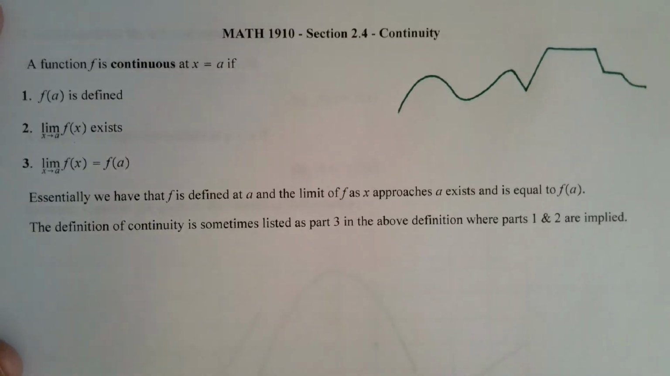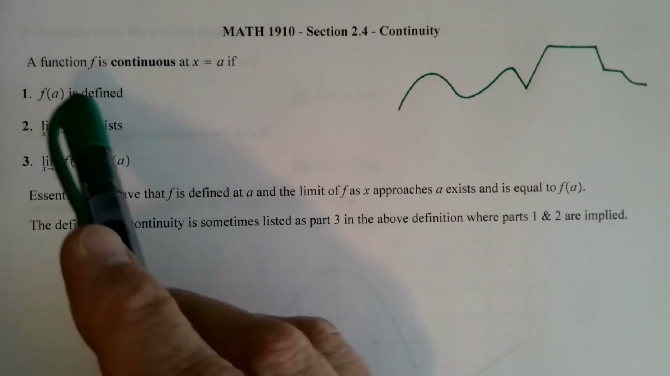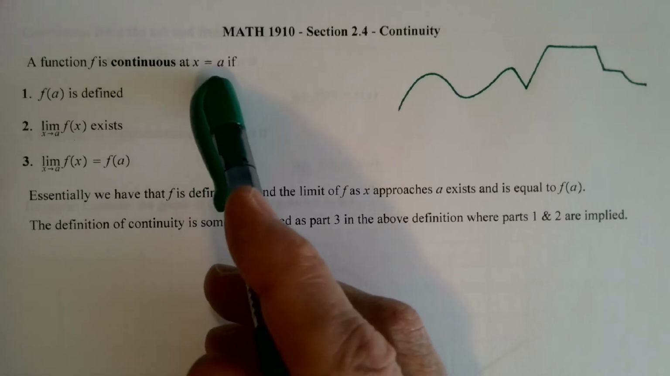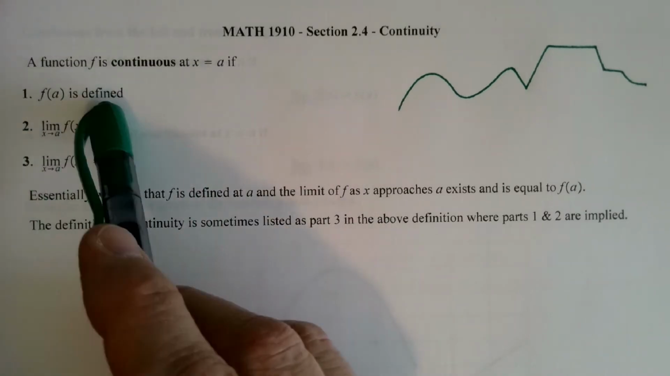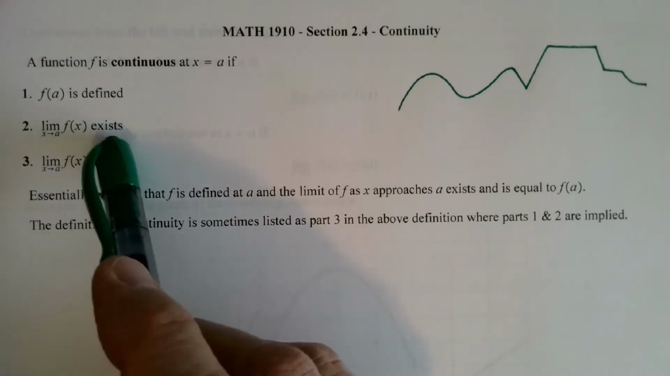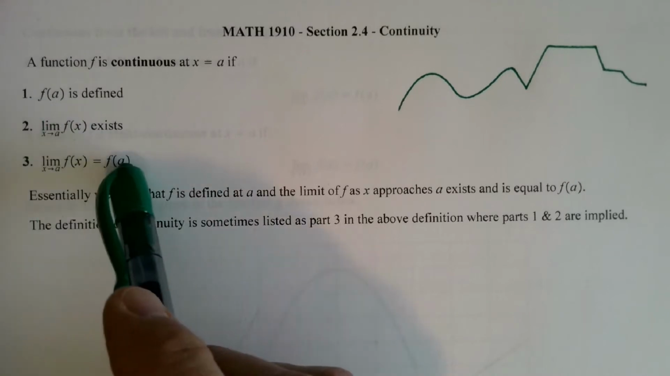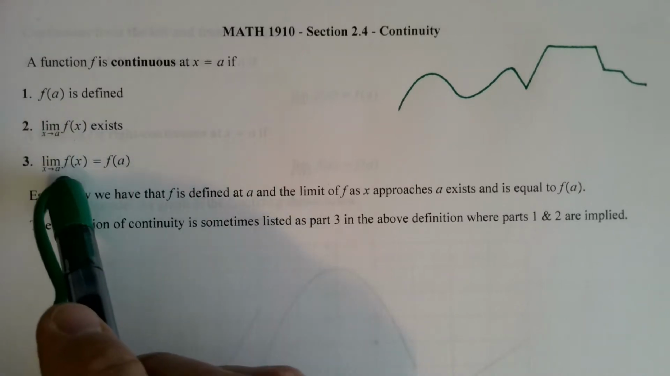Okay, that's a good intuitive way of thinking about continuity from a graphical standpoint, but we need a functional definition, and so here it is. Now that we know a little bit about limits, we can define continuity. A function is continuous at x equal a if the function is defined at a, if the limit as x approaches a of the function exists, and these two quantities are equal.